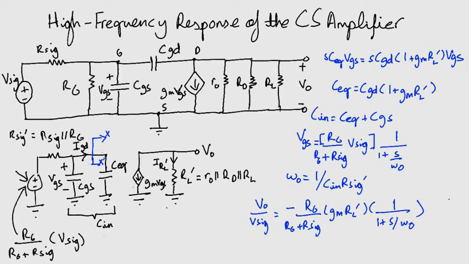Now notice that the numerator is basically AM. So we can write this equation as AM divided by 1 plus S over omega H. Now omega H is obviously equal to omega naught. And so we have found the frequency that we were looking for. Converting omega H into FH is pretty straightforward. And we get FH as 1 over 2 pi Cin R sig dash.